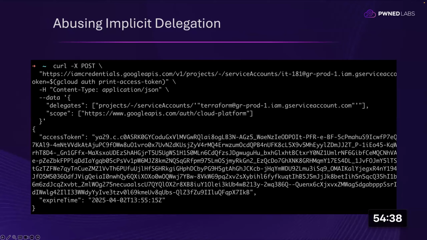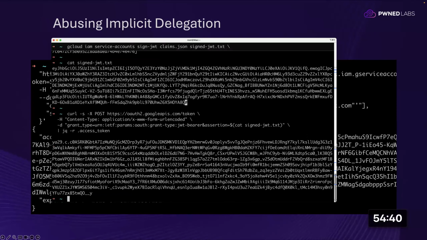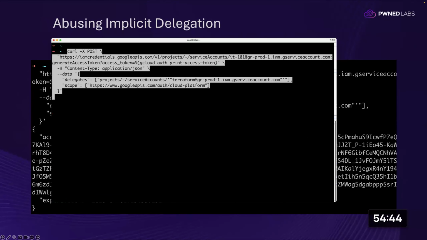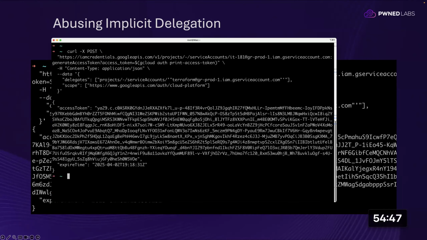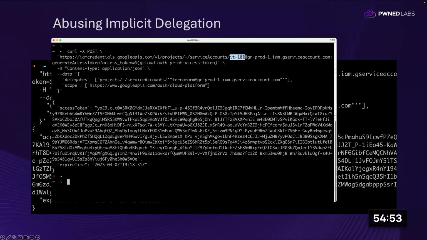So let's run this command as runner. And we get the access token. So this access token here is for the IT181 account. And we leveraged our implicit delegation permissions on Terraform to generate an access token. So that is the key action that we're performing here.